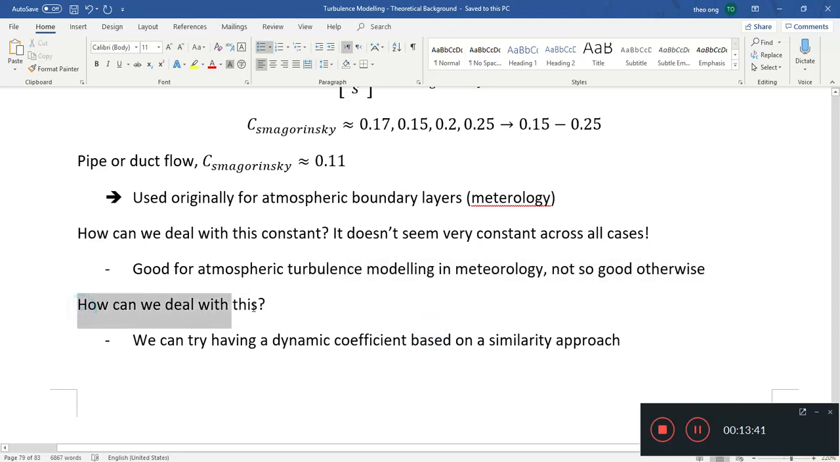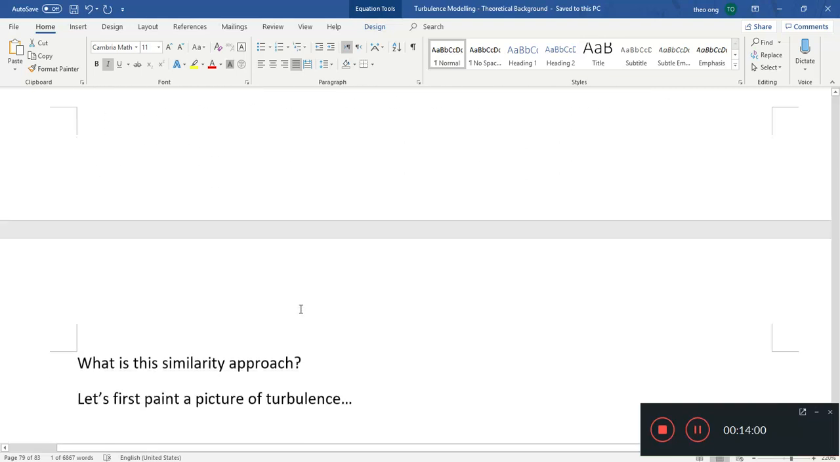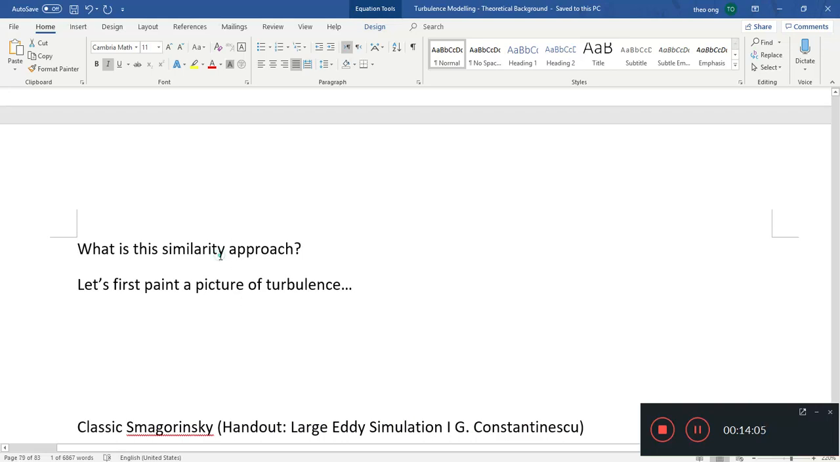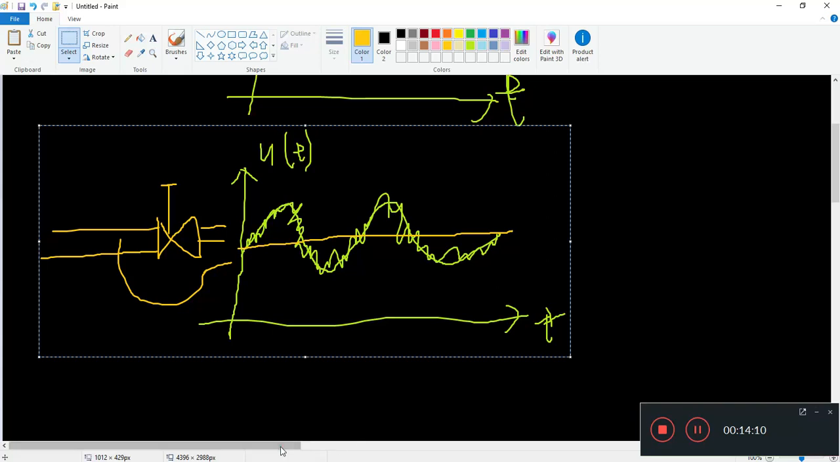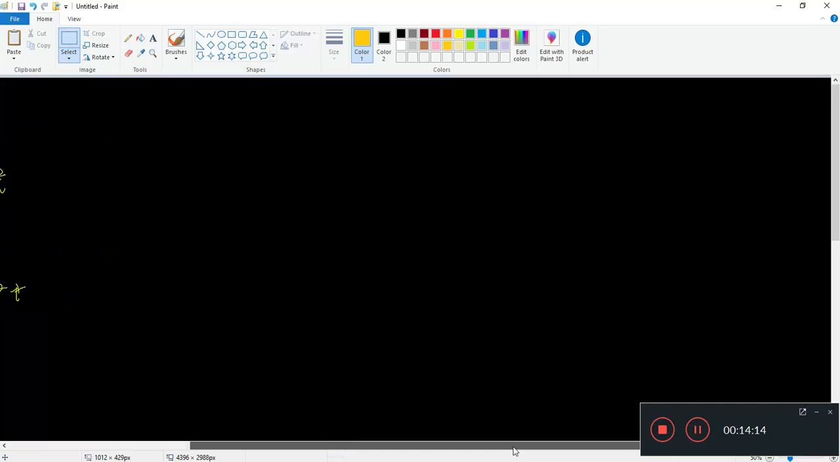So how can we deal with this? We're going to introduce something new that builds on the Smagorinsky model, and the idea is to have this Smagorinsky coefficient dynamically calculated. We call it a dynamic coefficient, and it's based on a similarity approach. So what is this similarity approach? First, I want to introduce you to a picture of turbulence.